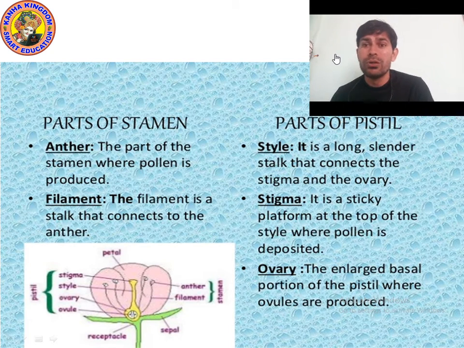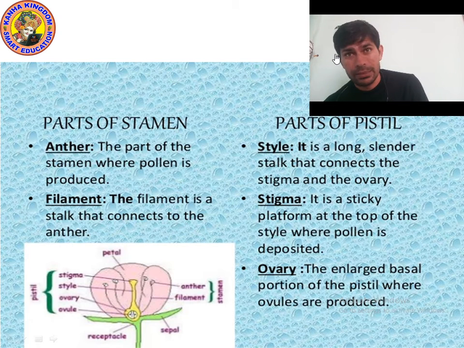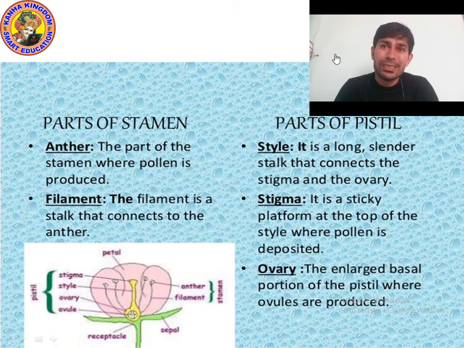Ovules are produced in the ovary. You can see in the picture the yellow part. In the yellow there is a white part which is actually the ovule. So it was all about stamen and pistil. There are two parts of stamen, anther and filament, and there are three parts of pistil: style, stigma and ovary. Now it's time to ask questions.